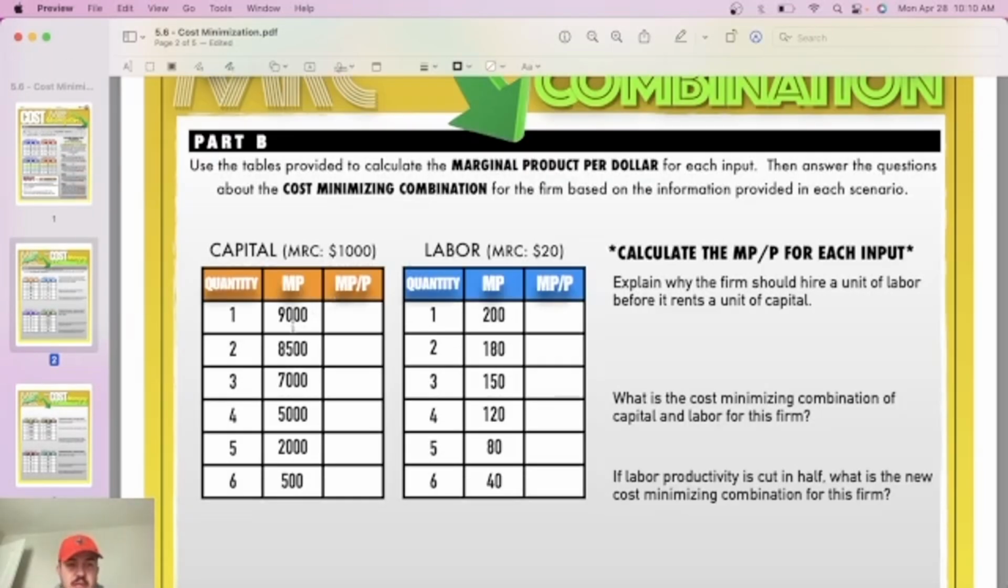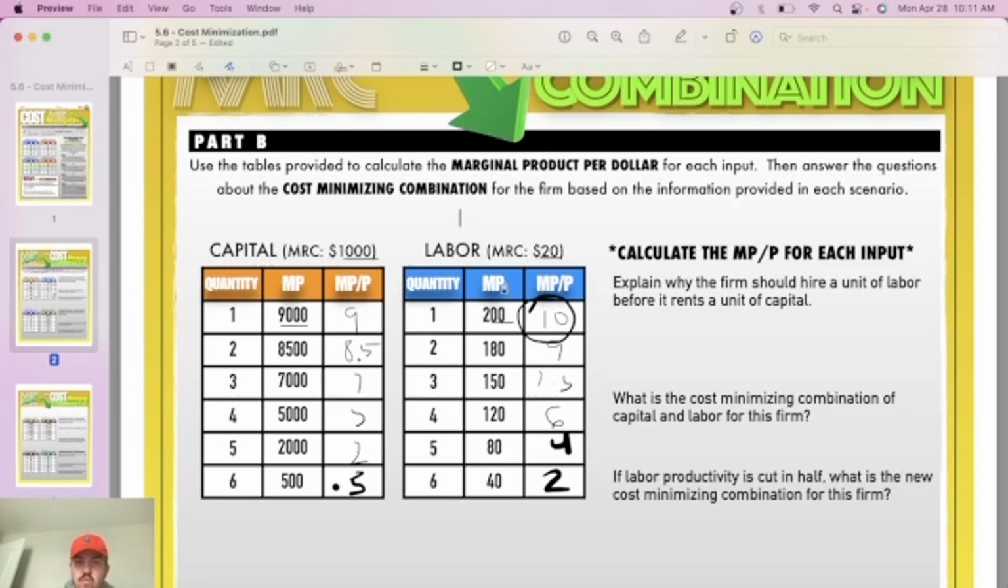All right, so going to part B, you're going to take your MP. I'm not even going to attempt to draw out this formula. You're going to divide it by MRC. So 9,000 divided by 1,000 is 9 units. 8,500 divided by 1,000 is 8.5. Explain why the firm should hire a unit of labor before it rents a unit of capital. Well, for labor, the MP over P is greater than for our unit of capital.